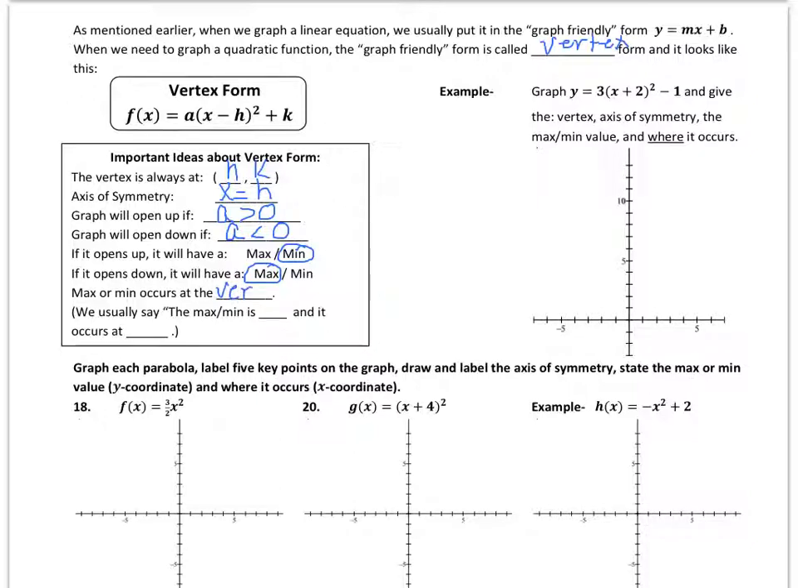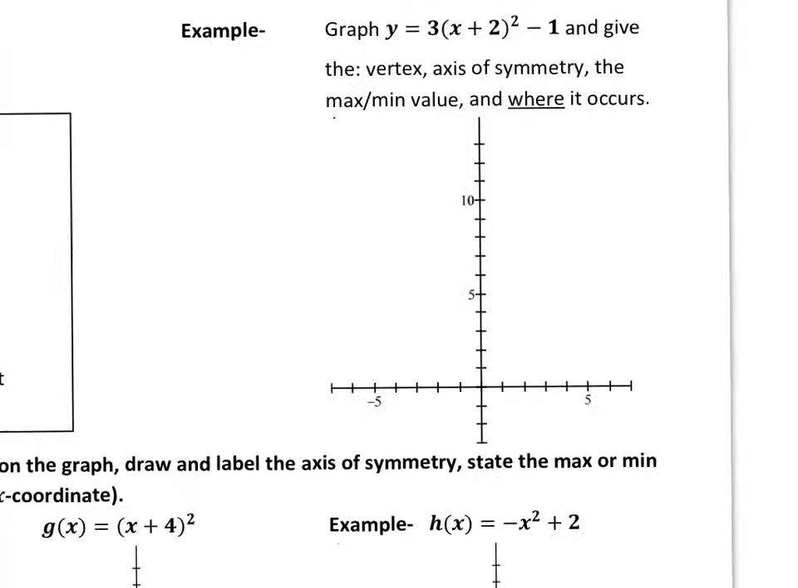Okay. Now we usually say the max or min is the y value, or in this case k, and it occurs at h. And that gives us both points of our vertex. That's just a specific way of saying it, okay? All right. So let's look at our example now. We're going to graph this. We want to not only graph it, but give the vertex, the axis of symmetry, and the max or min value, and where it occurs, okay?